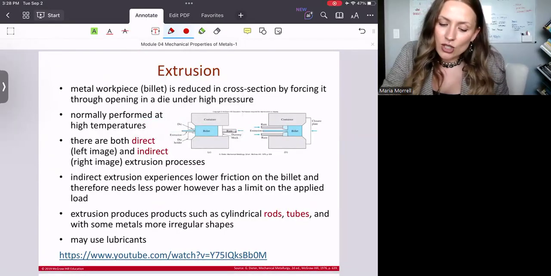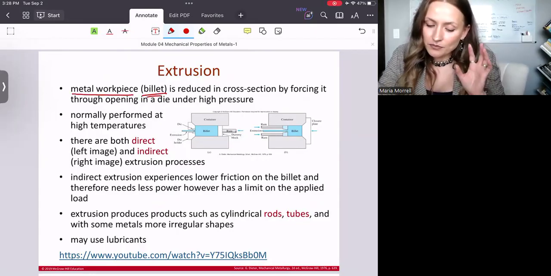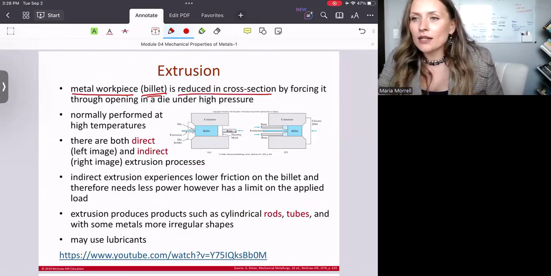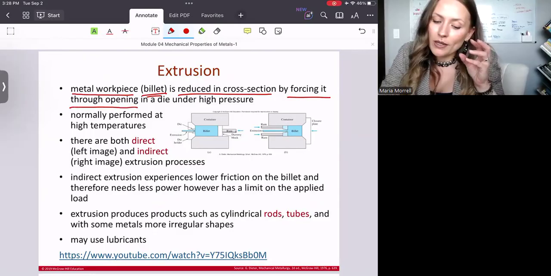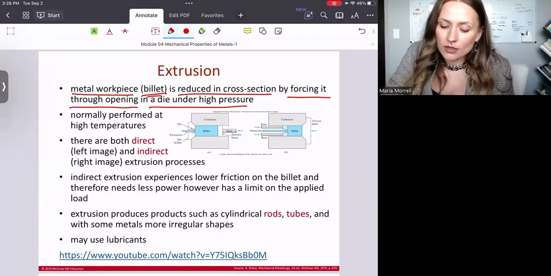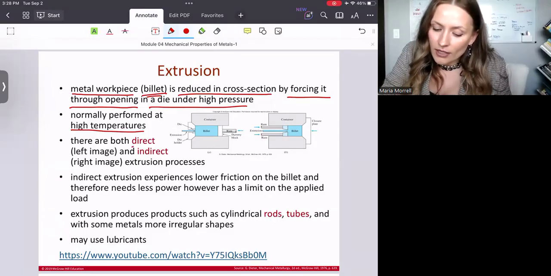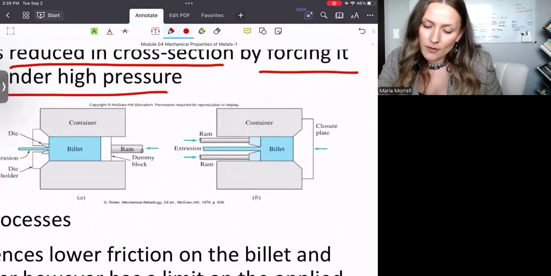So what happens is that usually we take a metal workpiece and we call it a billet, and then we use it to reduce the cross section, right? And the way it is achieved is that we take the billet and we force it through an opening in a die under very high pressure. Okay, so usually this is performed at high temperatures. And something to keep in mind is that there are two ways to proceed. There is a direct extrusion and then there is an indirect. So I will try to show you the difference, okay?